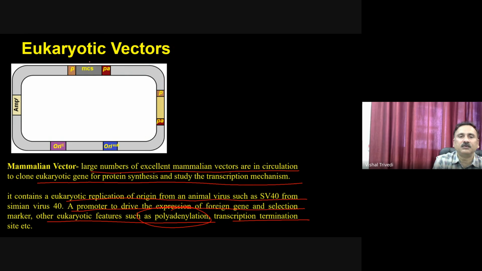site, right? So you have a multiple cloning site, you have the promoters, and you also have the selection marker like ampicillin, and you also have the origin of replication for the eukaryotic system, and you also have the origin of replication for the E. coli system.